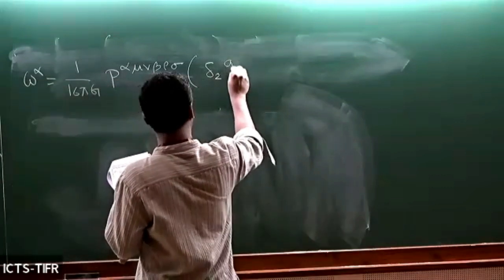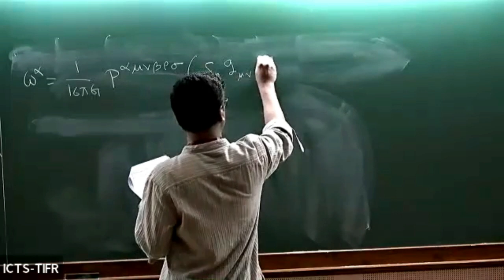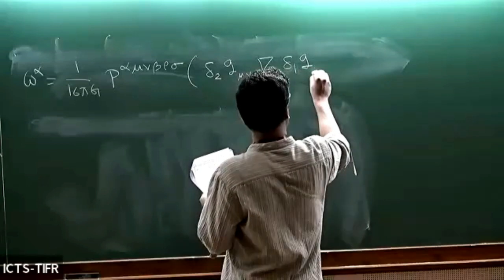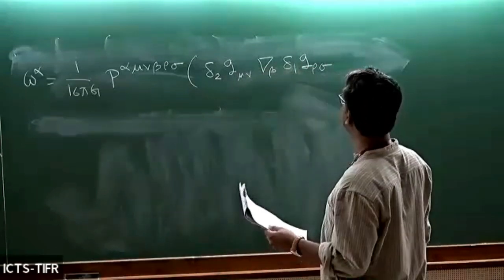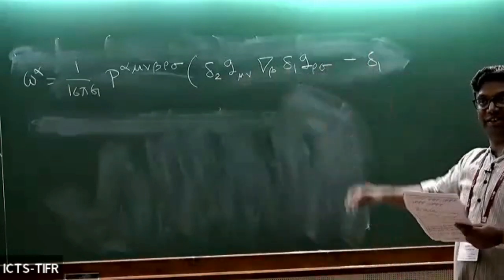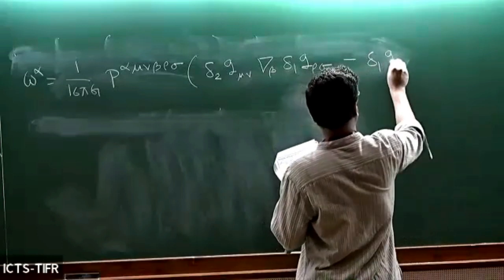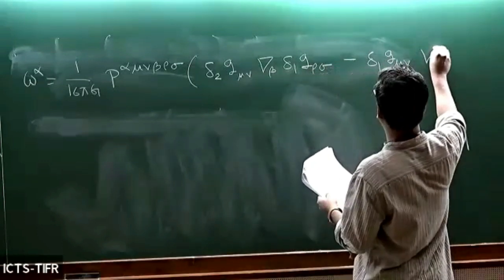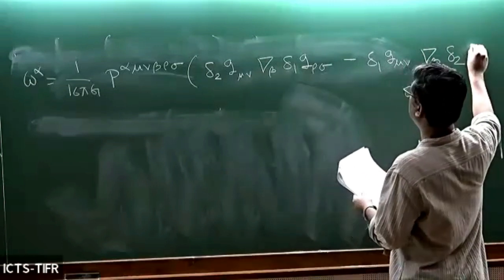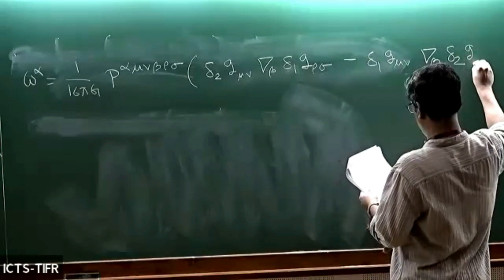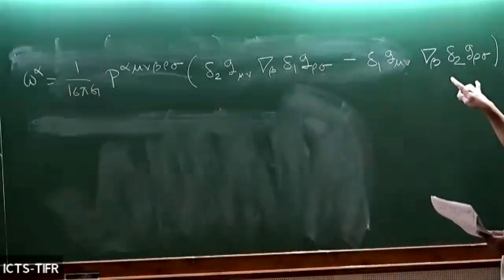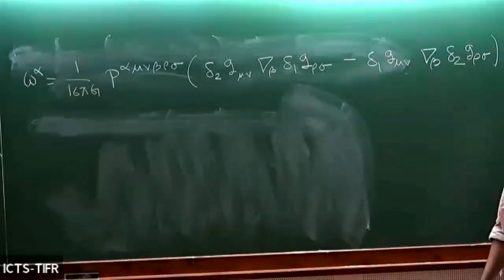Delta 2 g mu nu beta delta 1 g sigma. I hope all the indices have contracted. Yes. Minus delta 1. It has to be antisymmetric in delta 1 and delta 2. G mu nu. Then this is the same thing, but this is delta 2. G sigma. Okay. Note that this contains, the structure should be clear. It's the product of two variations.